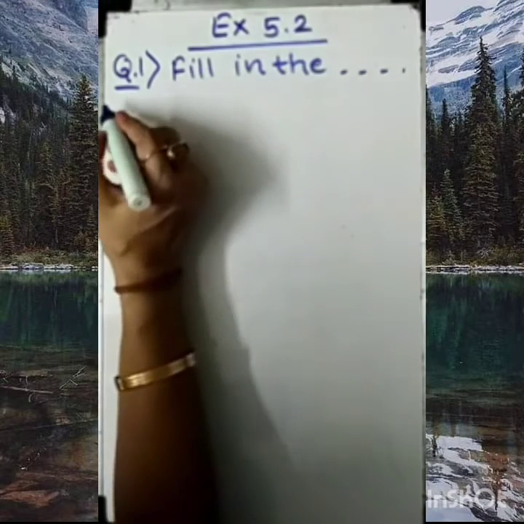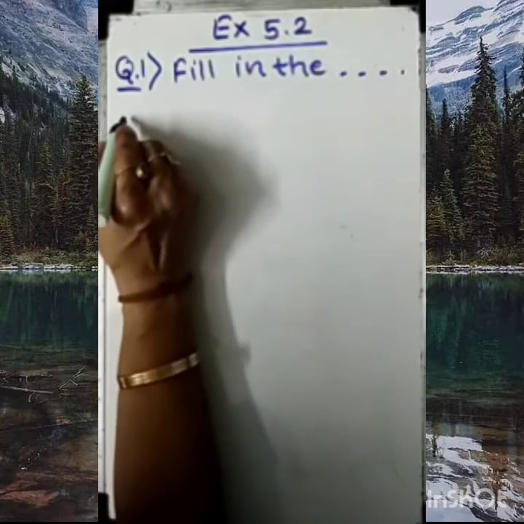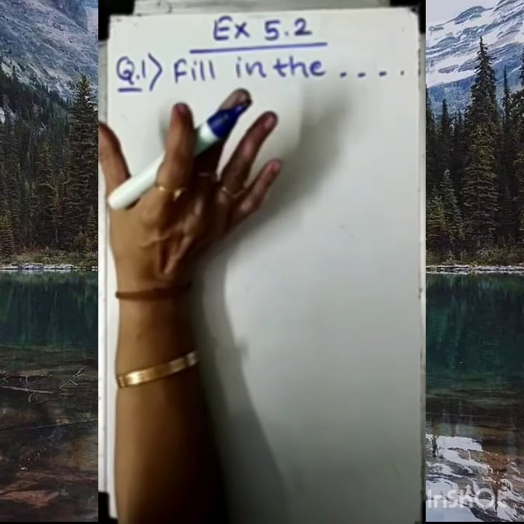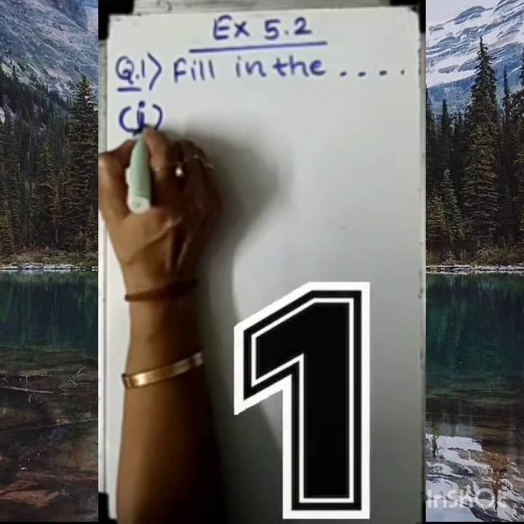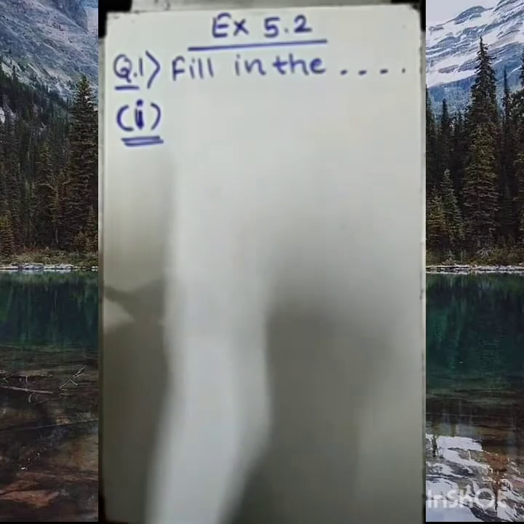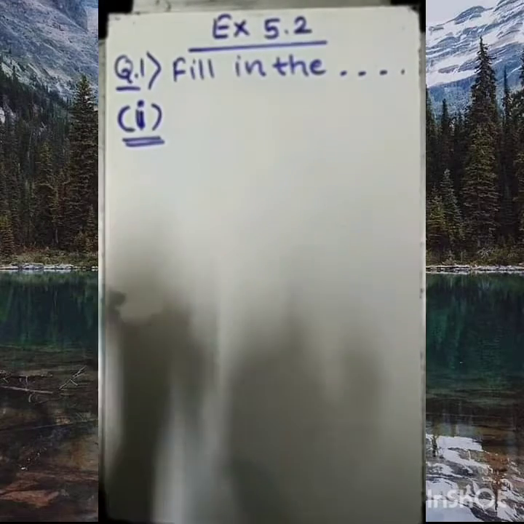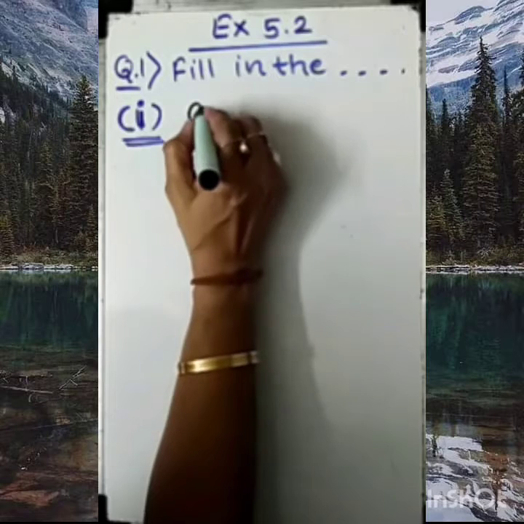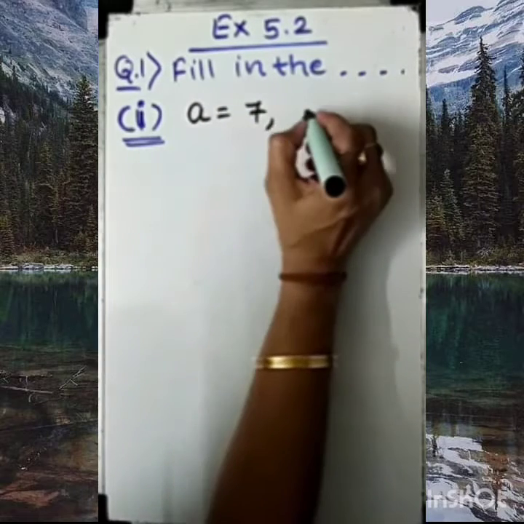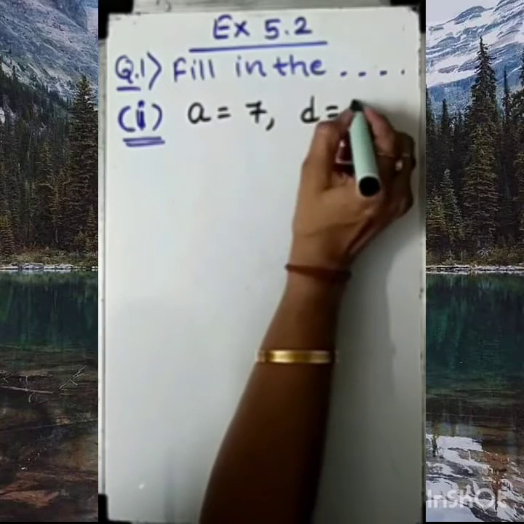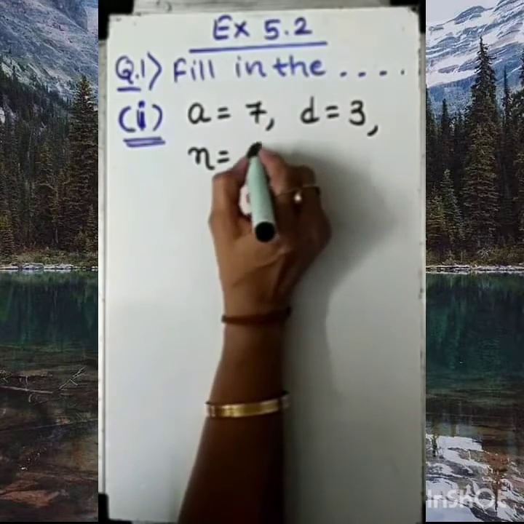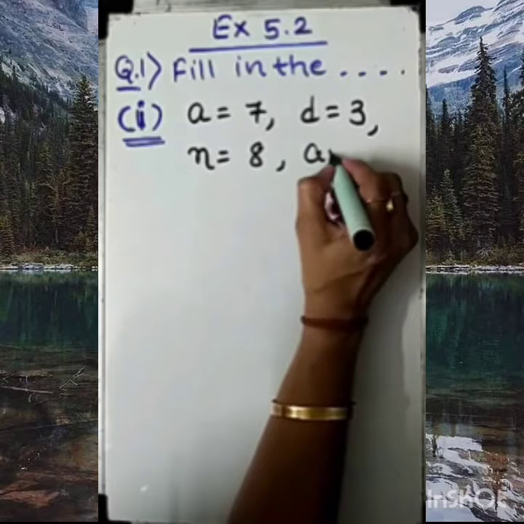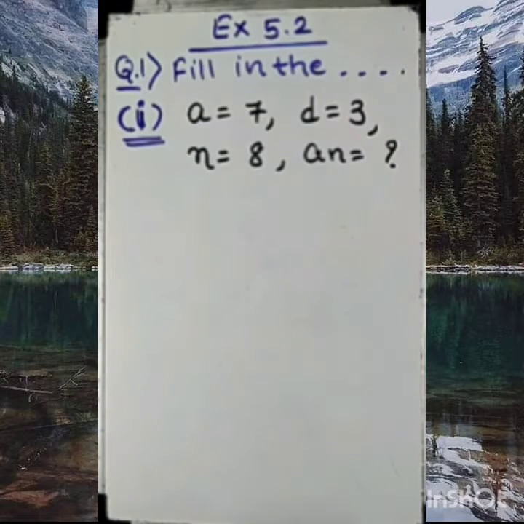Now, as we are starting the solution, blanks maybe we are writing in such a way. So for the first question, what we are given here, just look at your screen and see. We are starting now. A equal to 7, then note down D equal to 3, N equal to 8, and of course AN equal to question mark. This we are given here.